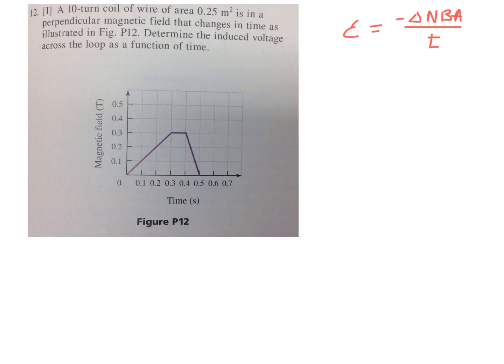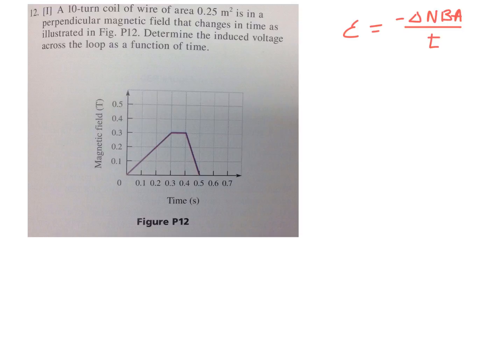For example, from 0 to 0.3 seconds, there's going to be an induced voltage because the rate of change of the magnetic field is different than from 0.3 to 0.4 and from 0.4 to 0.5. All right, so once again, when you're inducing voltage, there has to be something changing. In this case, the magnetic field is changing. That's the most common thing.